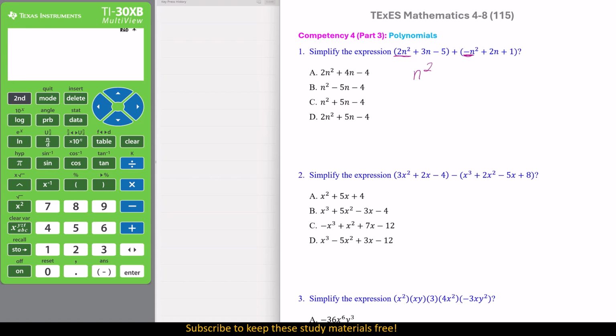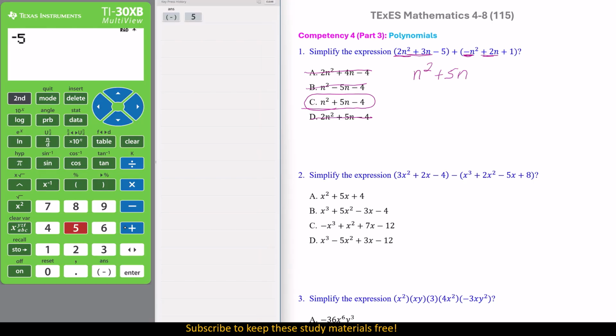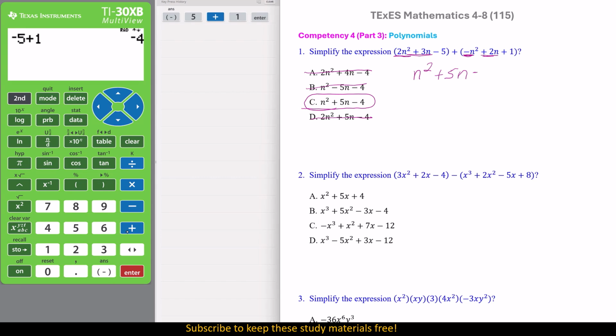Now we can come over here to the ABCD options, and I see 2 that we can mark out. Now, the next thing is we have 3n plus 2n. Well, that's plus 5n. And because that is a plus, we can get rid of B. I'm going to say C is it. And then when we take negative 5 plus 1, of course, we get negative 4, which verifies.